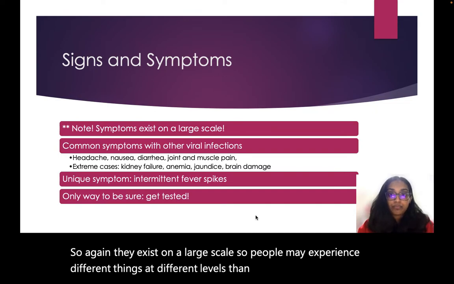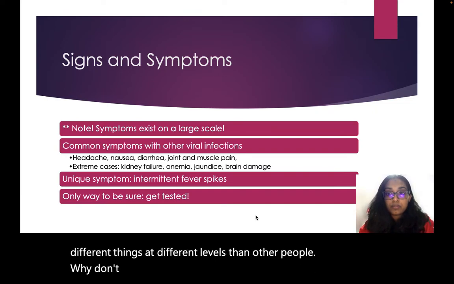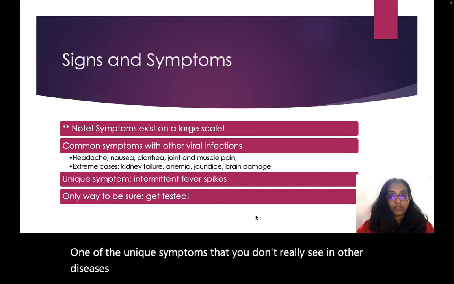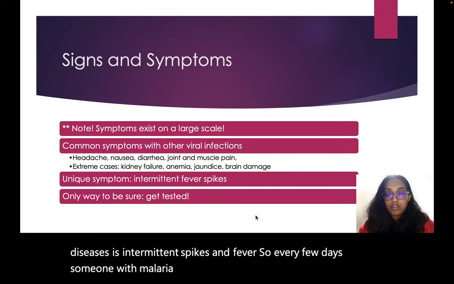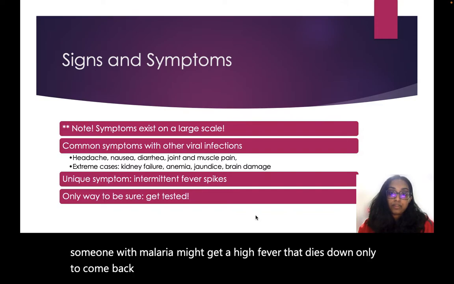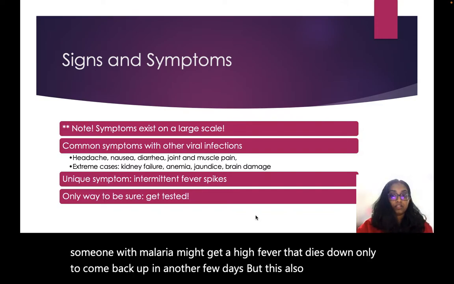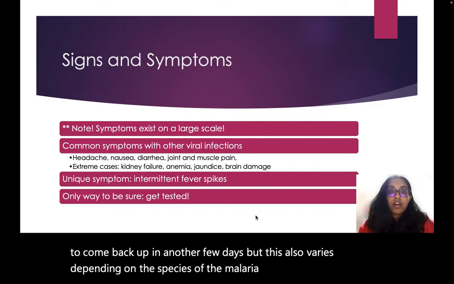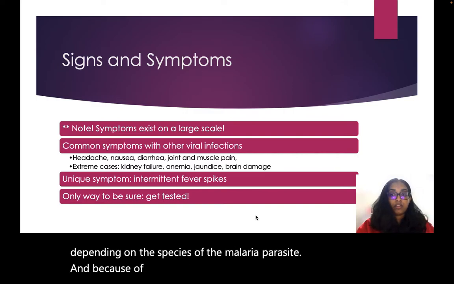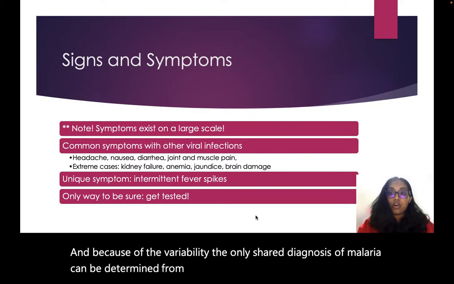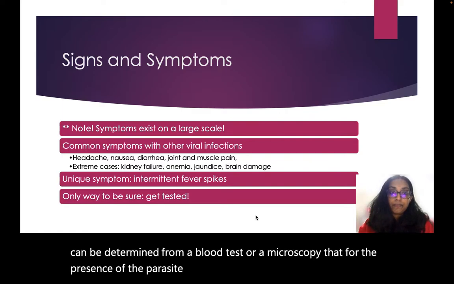One of the unique symptoms that you don't really see in other diseases is intermittent spikes in fever. So every few days, someone with malaria might get a high fever that dies down, only to come back up in another few days, but this also varies depending on the species of the malaria parasite. And because of the variability, the only sure diagnosis of malaria can be determined from a blood test or a microscopy for the presence of the parasite in your blood.